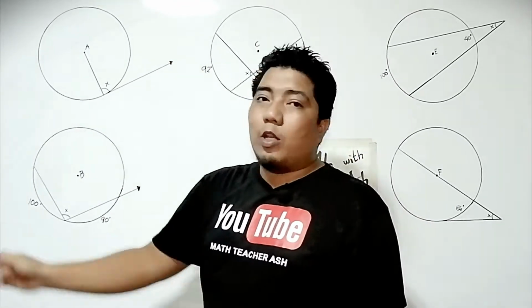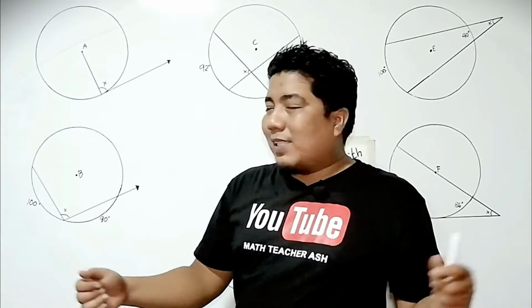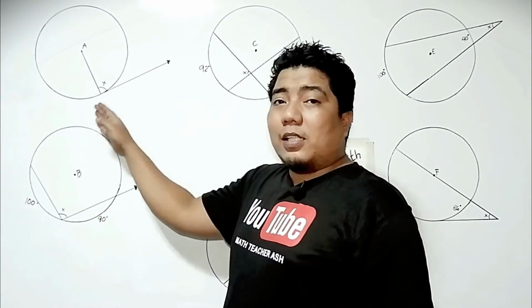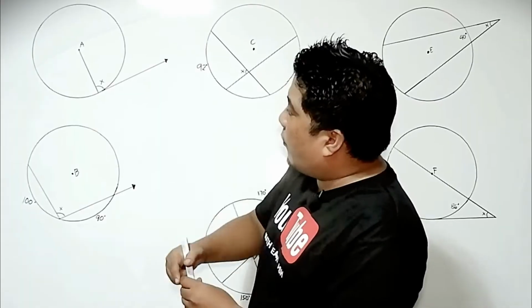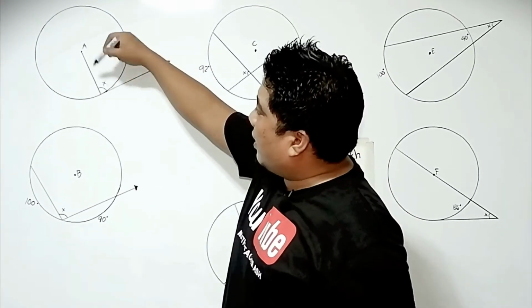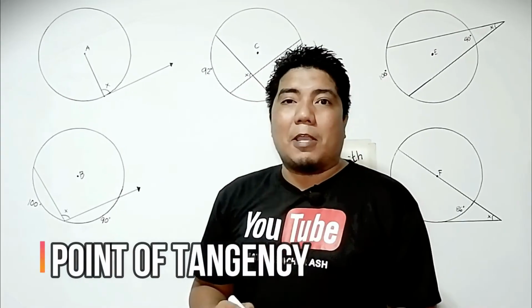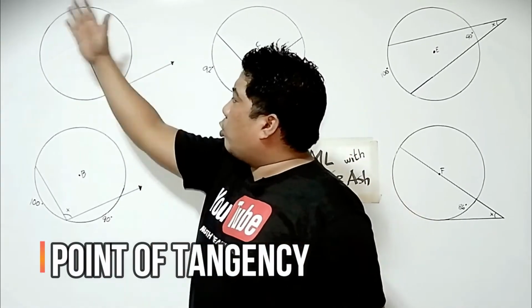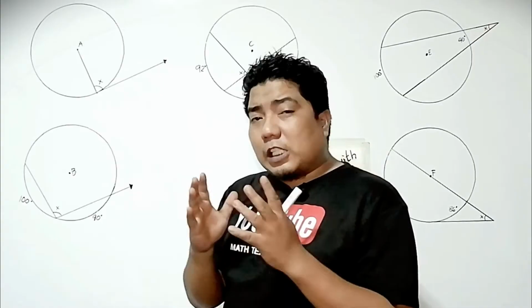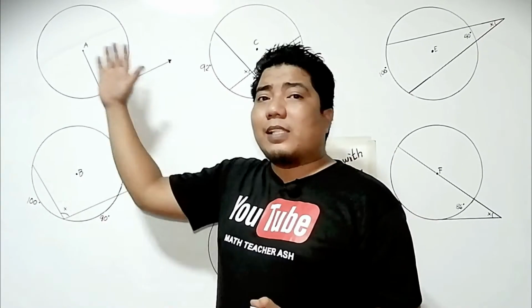Therefore, it should extend with arrows in both sides. Now, this is a portion of the tangent. So, therefore, this intersection between the radius and the tangent is what we call the point of tangency. Now, the question is, how do we solve for the angle that is formed, which is x, in this given scenario?